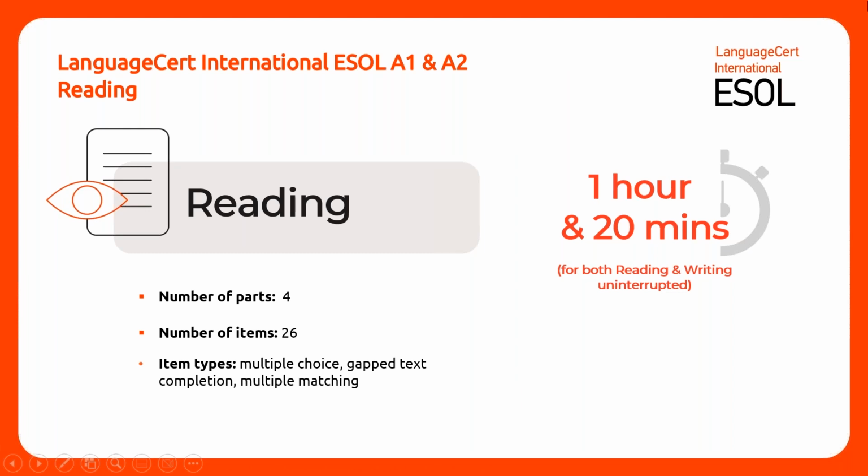First of all, a brief reminder of the key features and samples of the A1 and A2 level reading exams. The reading component of the LC International ESOL exam at both A1 and A2 level consists of 4 parts, and there are 26 items in total. 3 different item types are used to assess the candidate's reading skills: multiple choice, gapped text completion, and multiple matching.